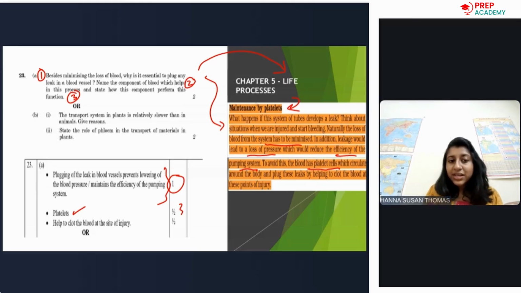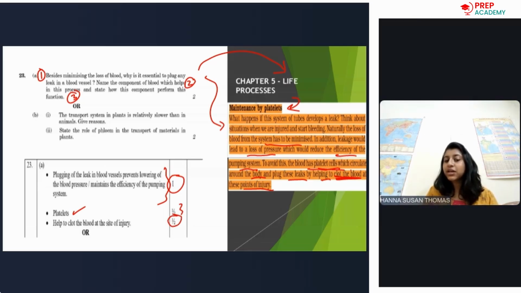What about the third part? State how this component performs this function. How do platelets help in clotting? That is the literal meaning of the third part. To avoid this, the blood has platelet cells which circulate around the body and plug these leaks by helping to clot the blood at these points of injury. So basically, platelets help to clot the blood at the site of injury. If you write this answer for the third part, you will be awarded half a mark.